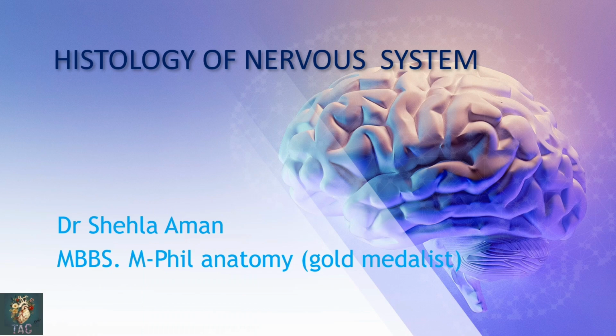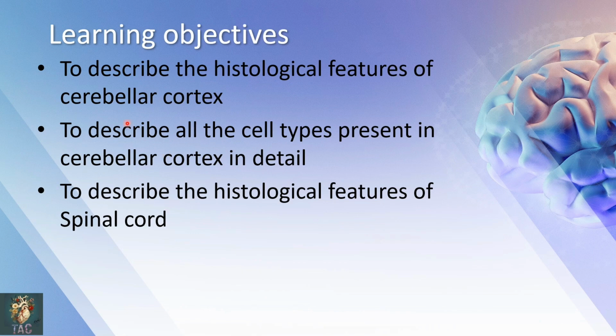Today's class of histology, we are going to discuss the histology of the nervous system. Learning objectives for today's class are to describe the histological features of the cerebellar cortex, to describe all the cell types present in the cerebellar cortex in detail, and to describe the histological features of the spinal cord.